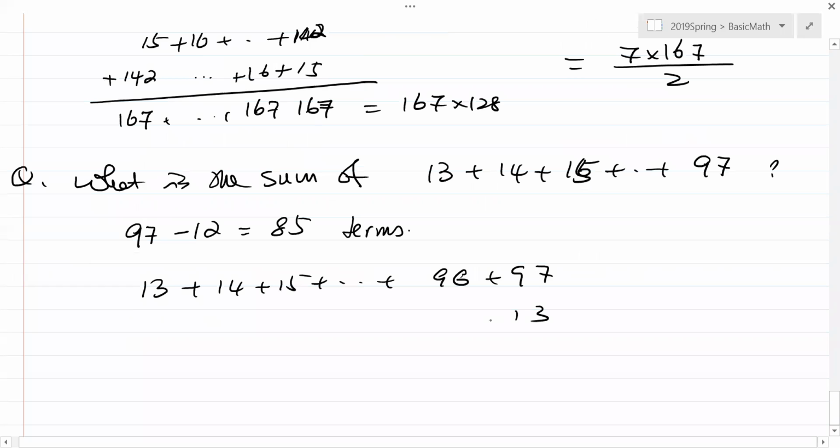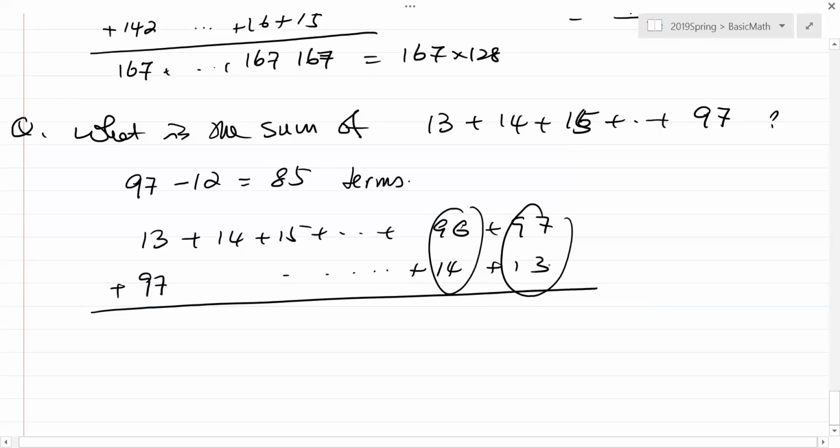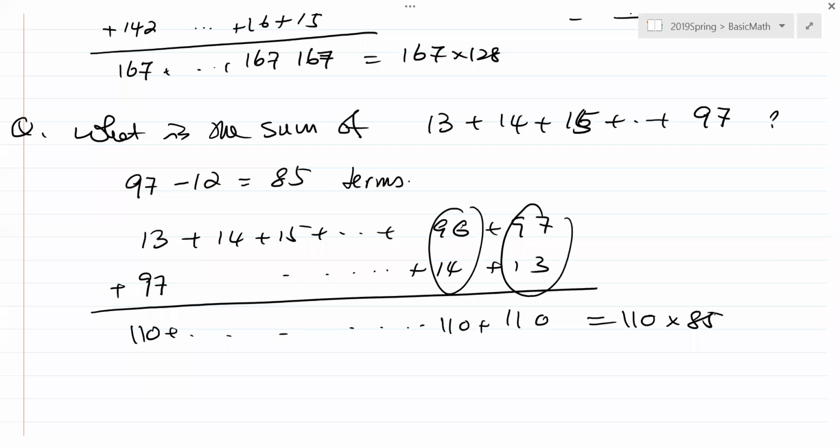Okay, then the reason I needed this number, then I reverse the order, okay, so 14 and so on, all the way to 97. I add them together, I do this addition, okay? Each time I got zero here, and one 110. And the 110, they're all the same. But how many of them are 110? It's going to be 85 terms, okay? So double of the sum is going to be 110 times 85.